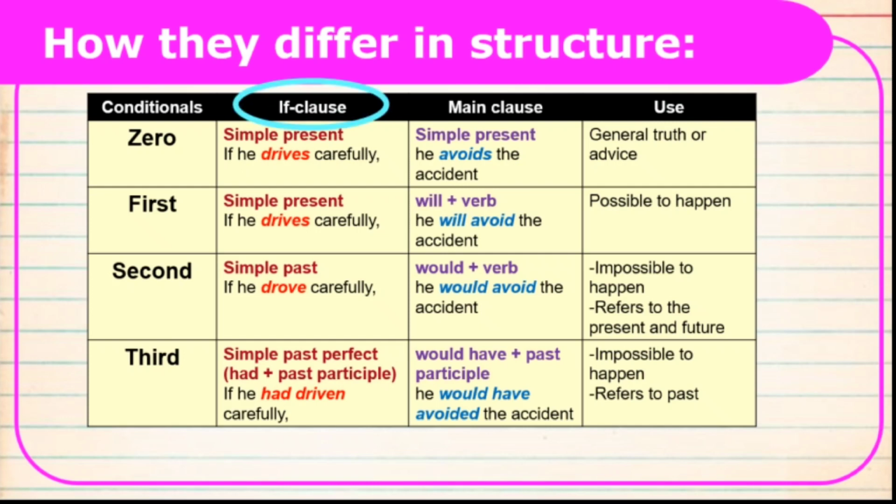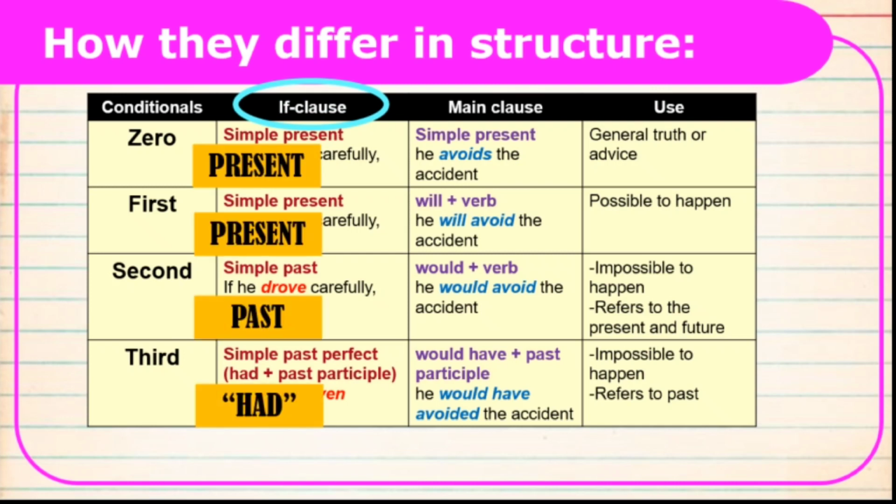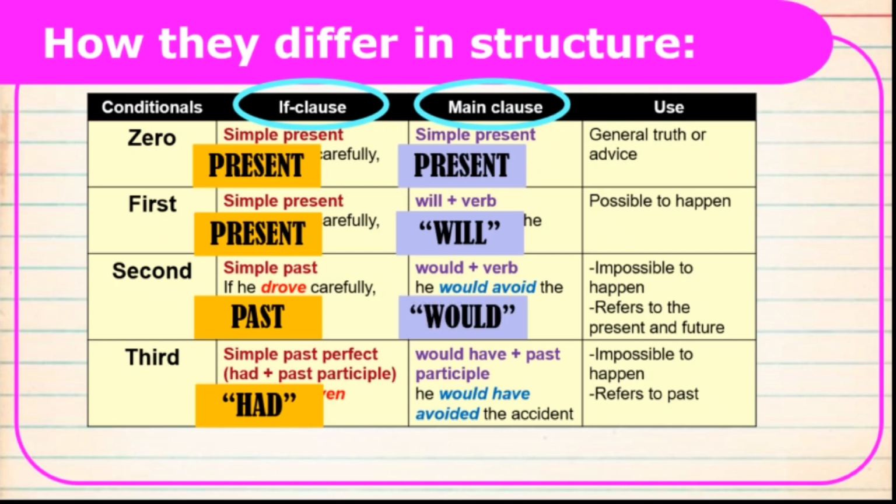Let's have for the if clause: present, present, past, had. Again, present, present, past, had. Let's have for the main clause: present, will, would have. Present, will, would have. Let's do it together. Present, present, past, had. Present, will, would have.